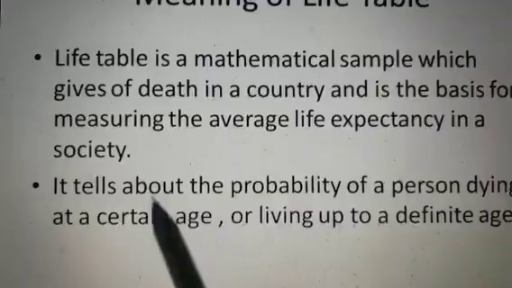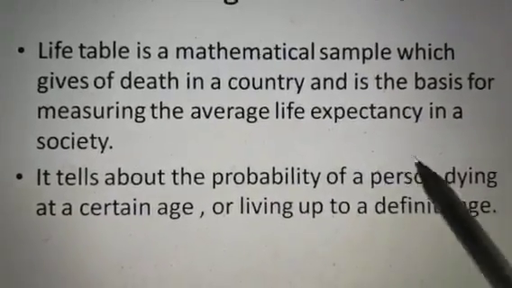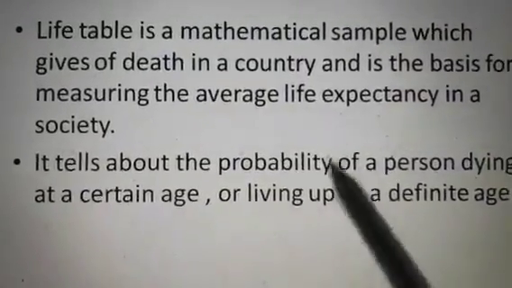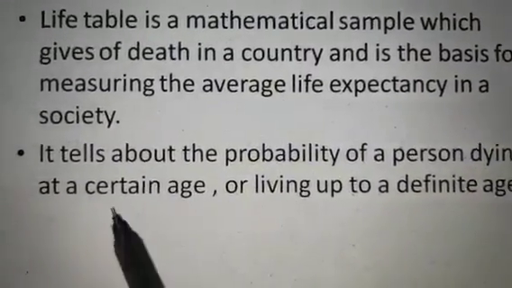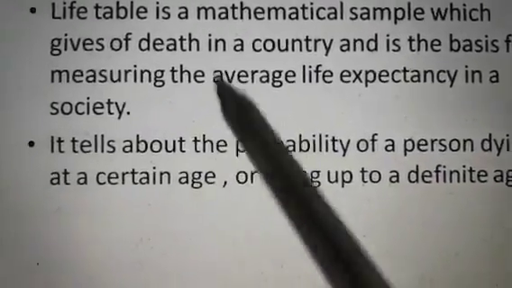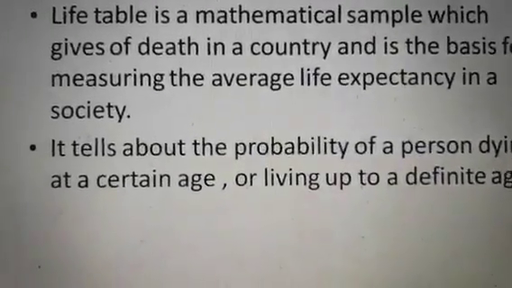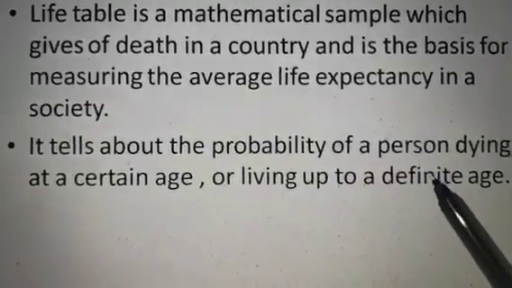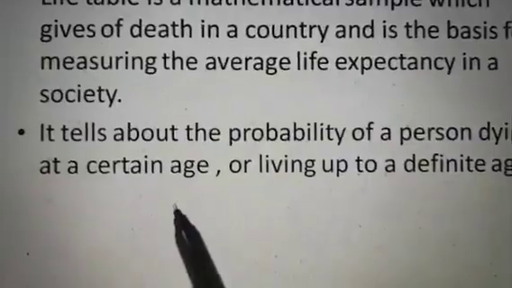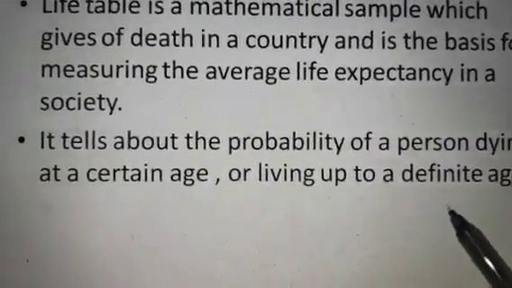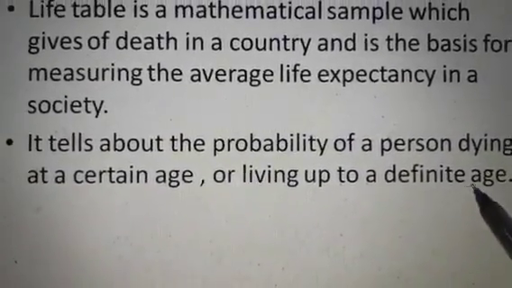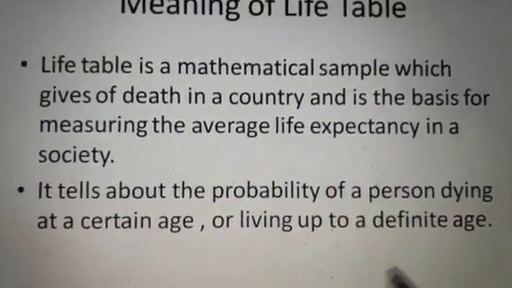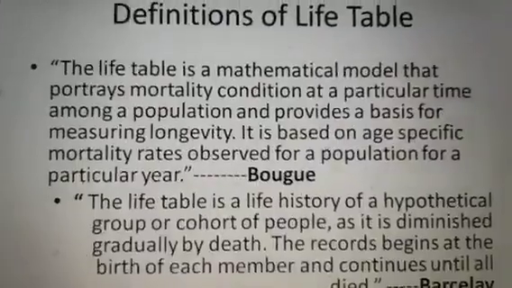And then it tells about the probability of a person dying at a certain age. Very carefully, students, listen. Probability of a person dying at a certain age or living up to a definite age. So there are two components. Either you are witnessing here a person dying at a certain age or living up to a definite age. This living up to a definite age is the end age of mortality. So this is the meaning of life table.